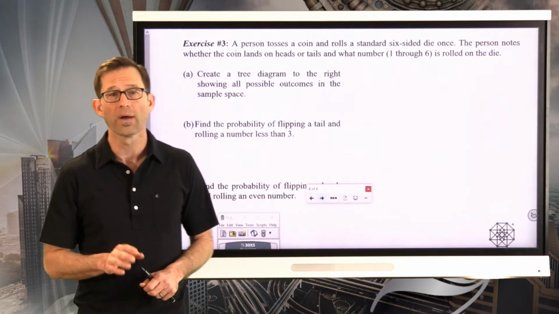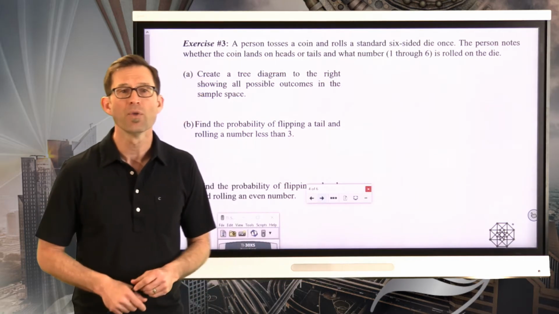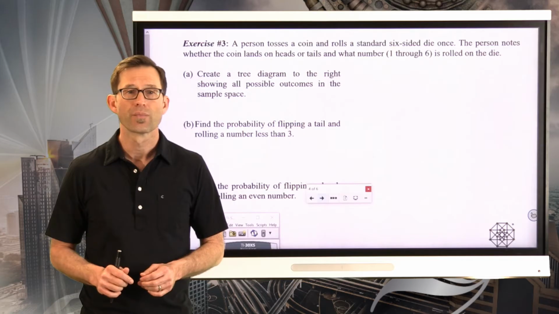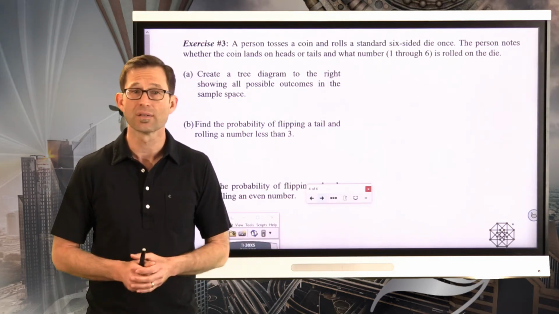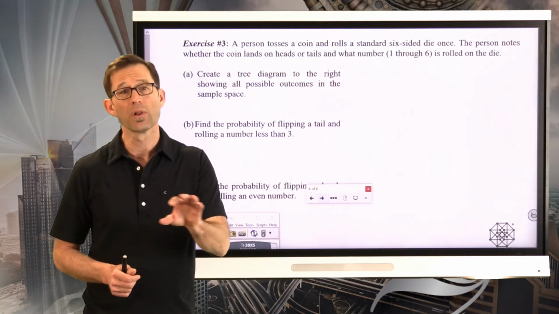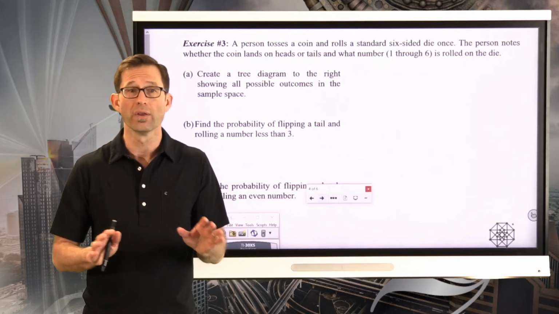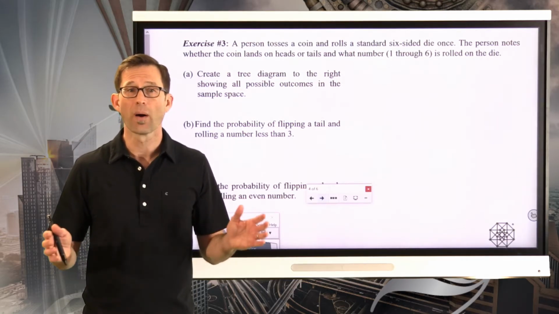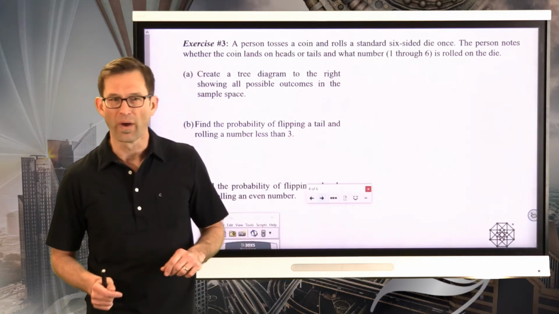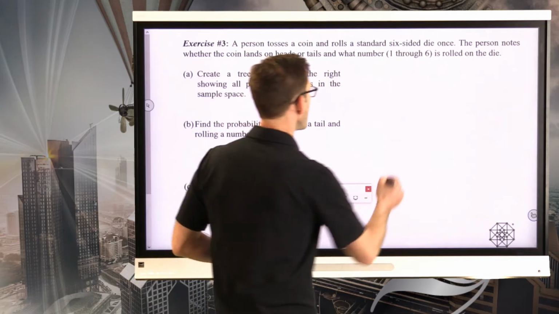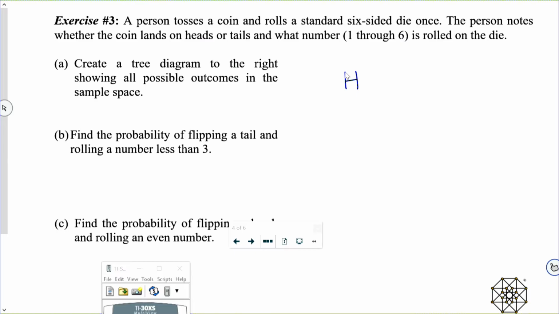Now, a natural question, unlike in the last problem, would be, should I start with the coin or should I start with the die? And the answer is, it just doesn't matter. Your tree diagram will look a little bit different depending on which way you do it, but the answers to the probability questions will be the same. Now, I like the idea of starting with the coin, because then the coin can turn out to be heads or tails. And I'll join these with a general branch like that.